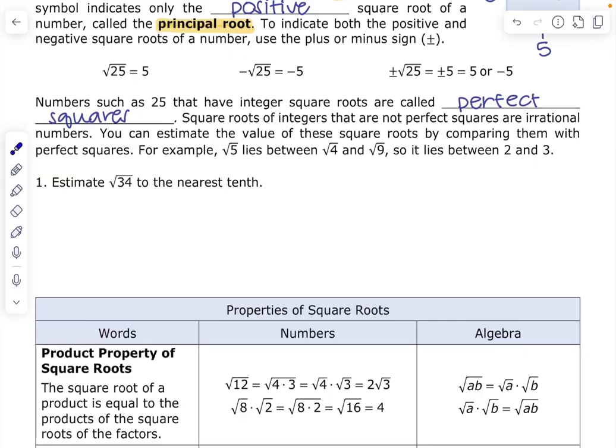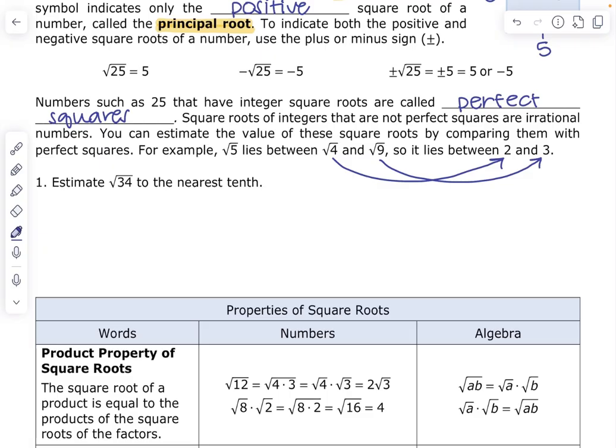Right, jumping back up here, square roots of integers that are not perfect squares are going to be irrational numbers. We can estimate the value of these square roots by comparing them to the perfect squares that we know. So for example, the square root of 5 is not a perfect square, but we know that that 5 is in between 4 and 9, right? And the square root of 4 and the square root of 9 are perfect squares. Because the square root of 4 equals 2 and the square root of 9 equals 3, that means that the square root of 5 is going to lie between 2 and 3.